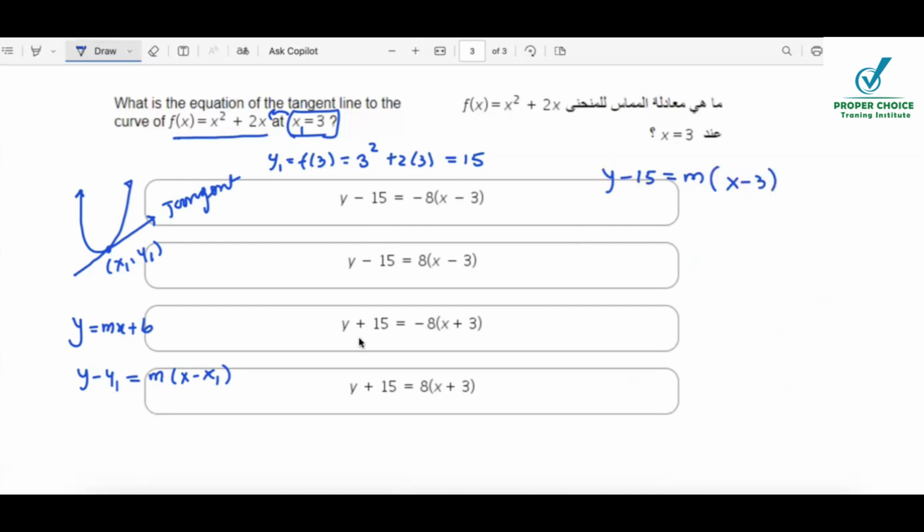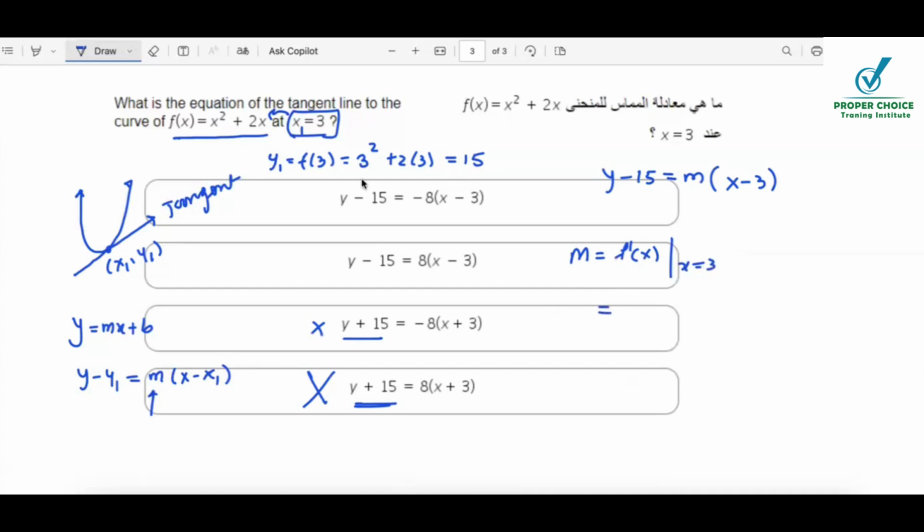So with this, I can eliminate option C because it's written y plus 15. I also eliminate option D, which is written as y plus 15. The answer may be either A or B. Now I need to find out m, which is the slope. Now, what is the slope, by the way? Slope is basically the derivative of the function at the given point. Slope is the same as the first derivative of the function at x equal to 3.